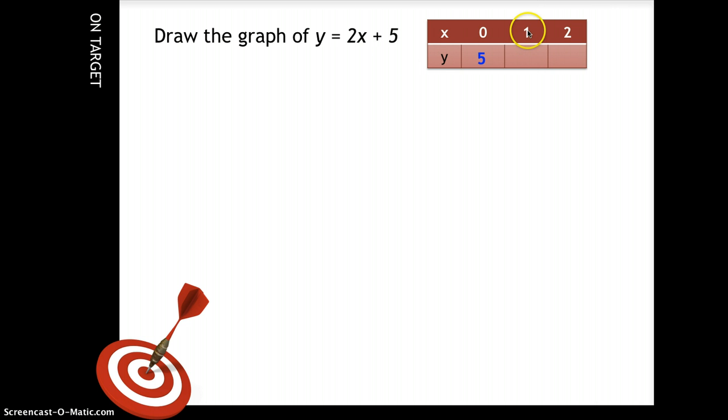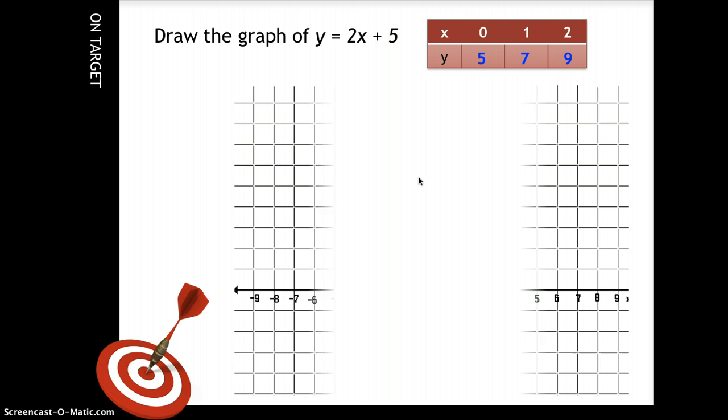Now for the next, let's replace x by 1. So 2 times 1 is 2 plus 5, you'll have 7. For the last one, 2 times 2 is 4 plus 5 equals 9. So you have 9 over there. Now you just calculated 3 points on your graph.